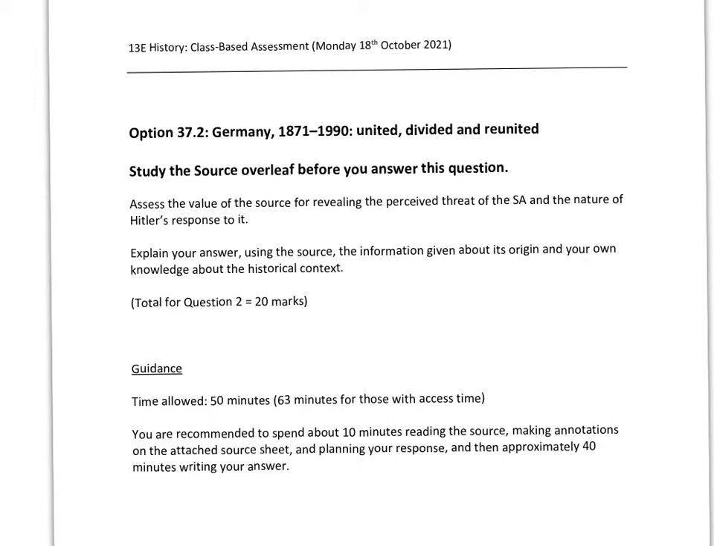I'll post the message on Teams for that. But again, I really want to emphasise that the self-evaluation document is for you rather than for me. But it is important that I know that you're completing that. So let's push on.